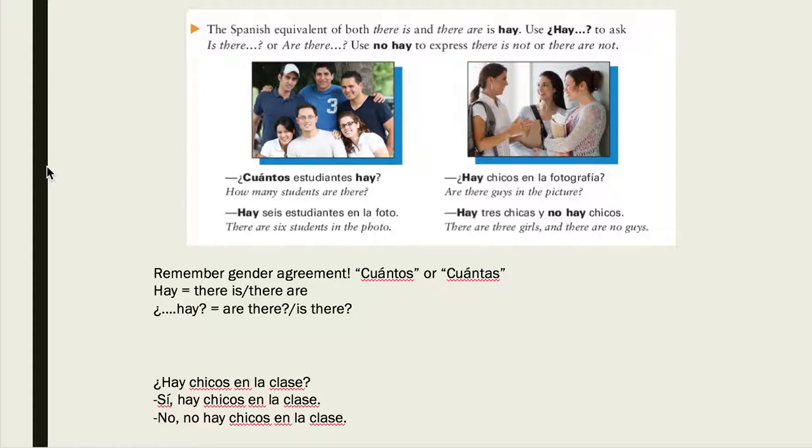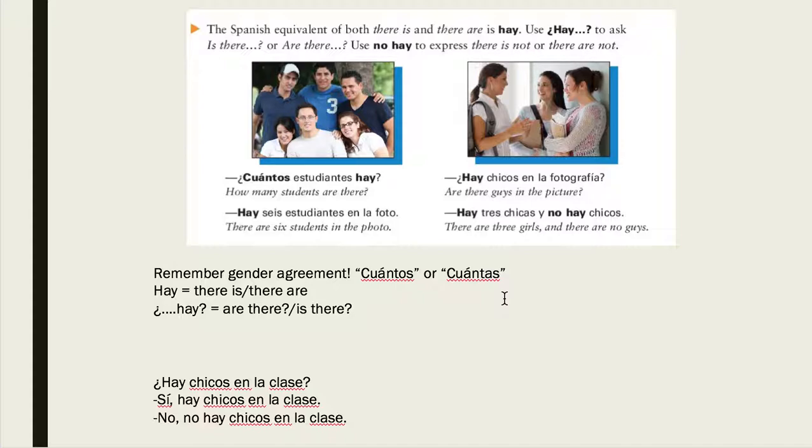Finally, this section tackles the word hay, which in a question is equivalent to is there or are there, and in an answer or statement it is equivalent to there is or there are. To ask how many students there are, we would ask ¿Cuántos estudiantes hay? Where cuántos is how many, estudiantes is students, and hay is are there. Remember that depending on the gender of the noun, it can be cuántos or cuántas. In this case, estudiantes is masculine, so we would use cuántos.